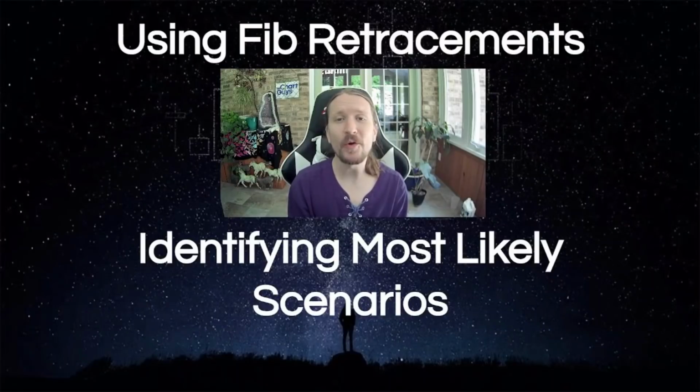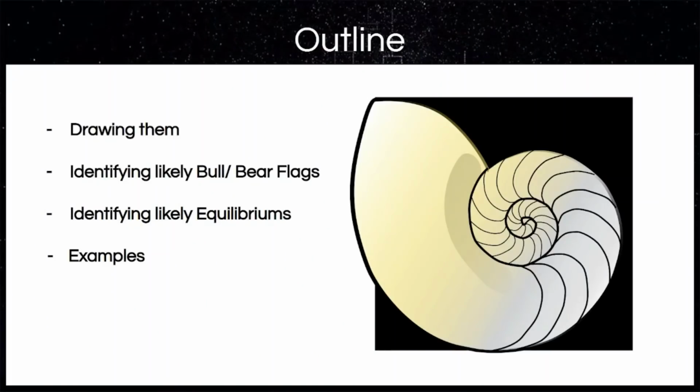Hello everyone, in this video we're going to be looking at how we can use fib retracements in our trading to help determine the most likely scenarios. So the outline of this video, we're going to be looking at how to actually draw fib retracements using the fib retracement tool, how to identify likely bull and bear flags, how to identify equilibriums, we will go over what both of those patterns are, and some examples in the real world showing how things have played out in the past.